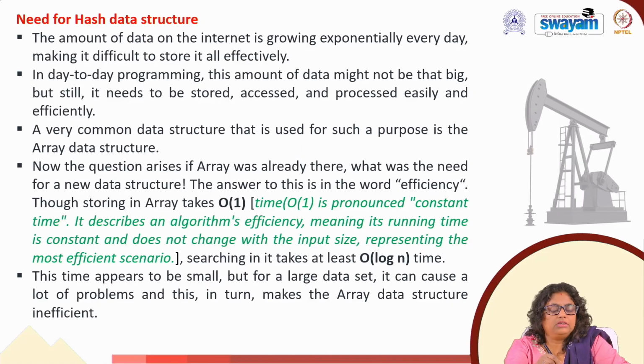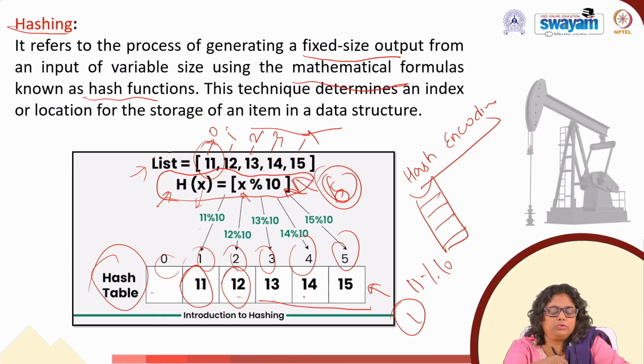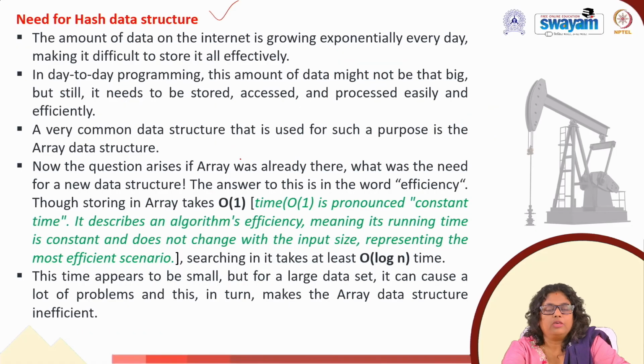Okay, so what is the need for this hash data structure? Already we have the data structure of list. So why are we going ahead with this one? The amount of data on the internet, in any field we are working in, is growing exponentially every day and making it difficult to store it all effectively. If I talk about the oil and gas industry, we have an enormous amount of data, and we want to store it and then access it effectively. In day to day programming, this amount of data may not be that big, but still it needs to be stored, accessed and processed easily and efficiently.